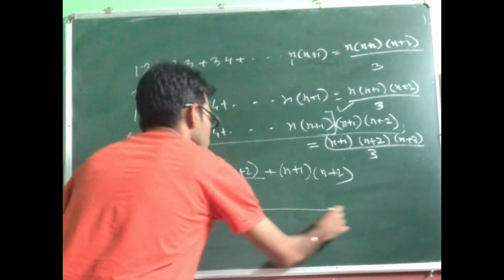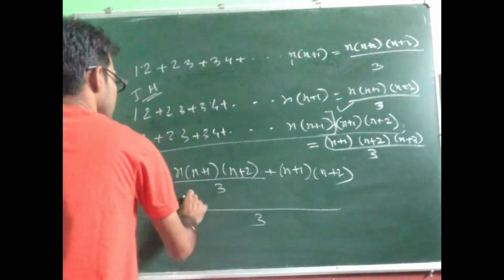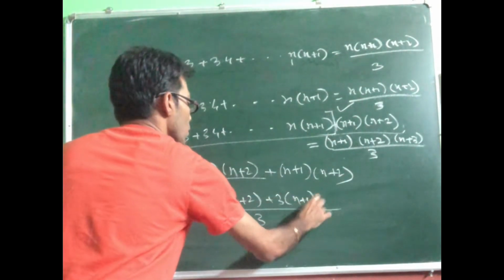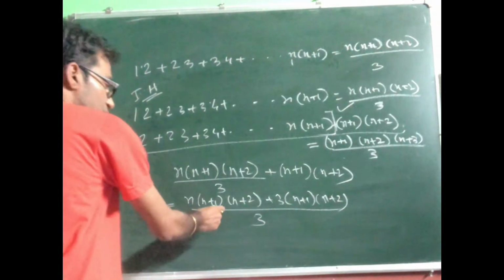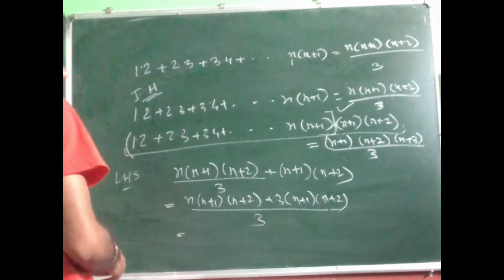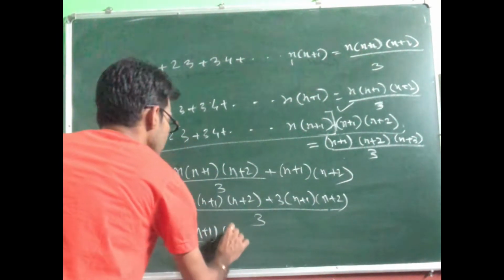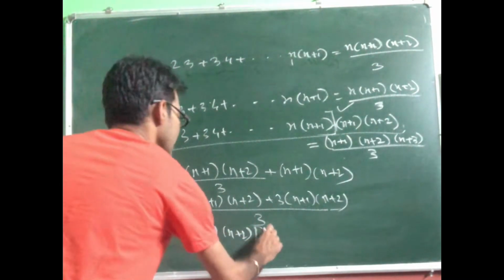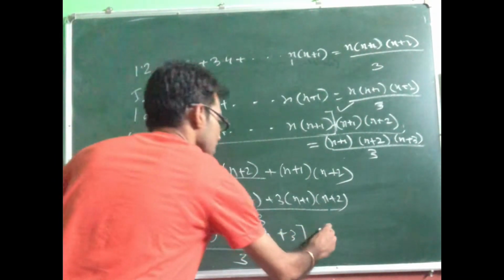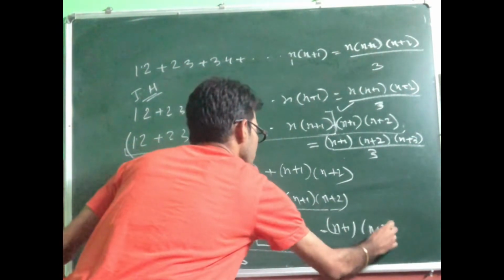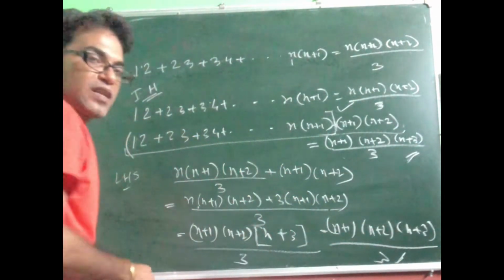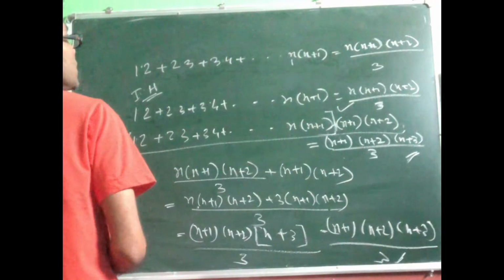So this would change into a 3 here, and then n(n plus 1)(n plus 2) plus 3(n plus 1)(n plus 2). I can see that I've got n plus 1 common, and also n plus 2 common, so I can take (n plus 1)(n plus 2) as common. What I am left with is an n here, and a 3 here, and the whole thing is divided by 3. So basically this is (n plus 1)(n plus 2)(n plus 3) divided by 3, and exactly this is what I was required to prove. So done. That's how we need to prove this statement.